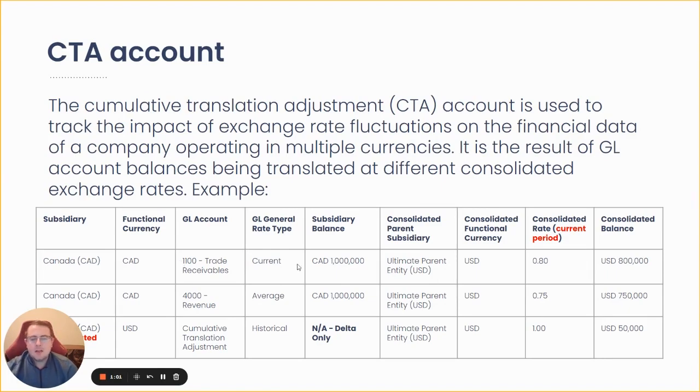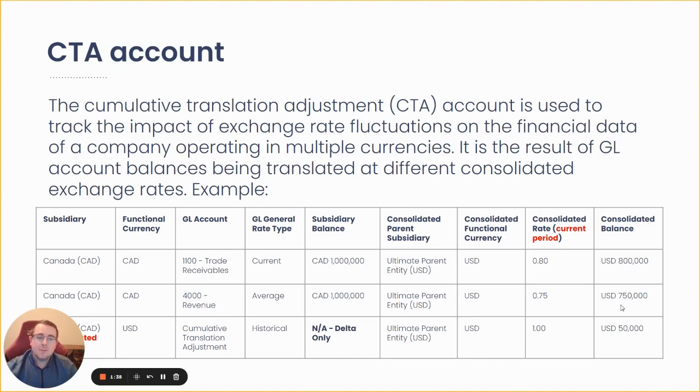However, the trade receivables account is measured at the current rate. And for this particular accounting period, the current consolidated exchange rate is 0.8, giving us a consolidated balance of $800,000 US. Our revenue account, as we know, should be measured at the average consolidated exchange rate. And for this accounting period, that rate is 0.75, giving us an equivalent of $750,000 US.